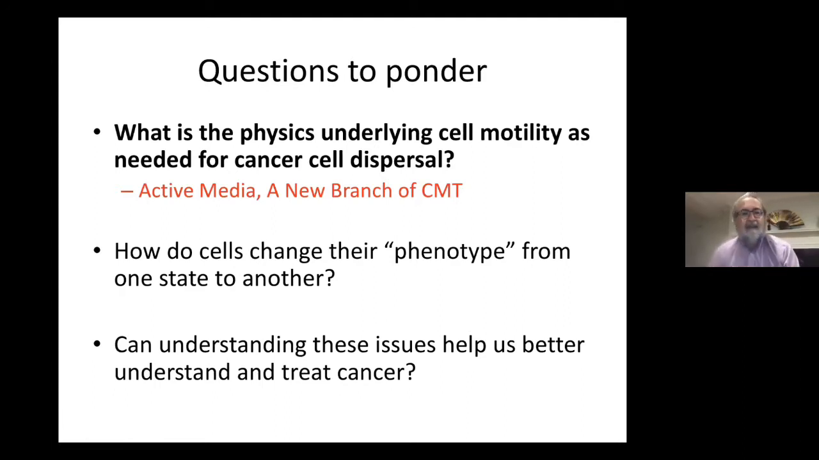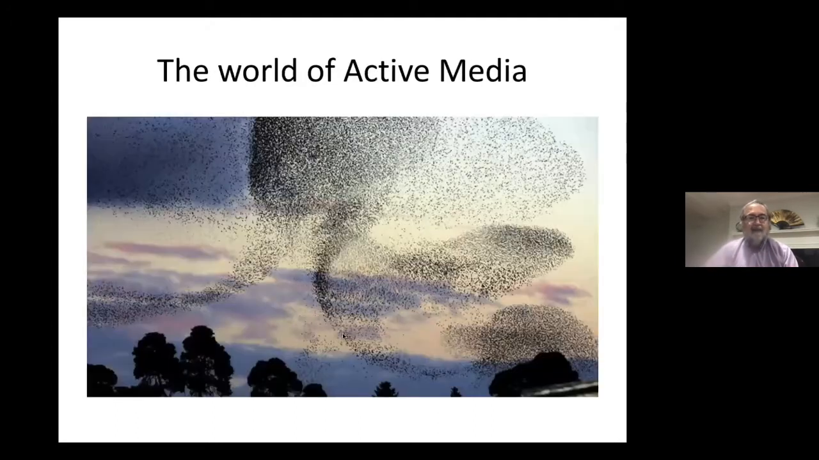Cell motility is now, actually, you can think of it as a new branch of condensed matter physics, the branch of active media. It's the branch where individual objects, for example, as indicated in this beautiful picture of bird flocks, individual objects can move in a non-equilibrium manner because they have their own energy sources and they can interact with each other.